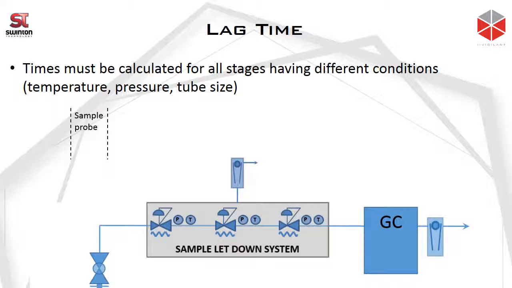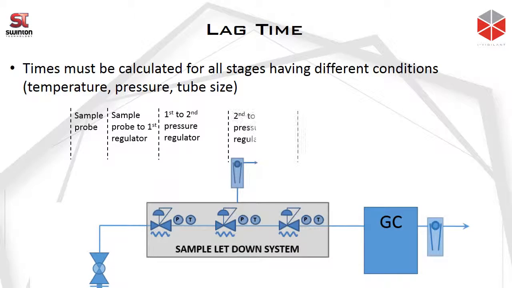first off the sample probe as one stage, and then the sample probe to the first regulator. So that's assuming that the sample probe will have a different volume to the tubing between the probe and the first regulator. Then the third stage would be the first pressure regulator to the second. The fourth stage would be the second pressure regulator to the third pressure regulator. The fifth stage would be the third pressure regulator to the GC itself.